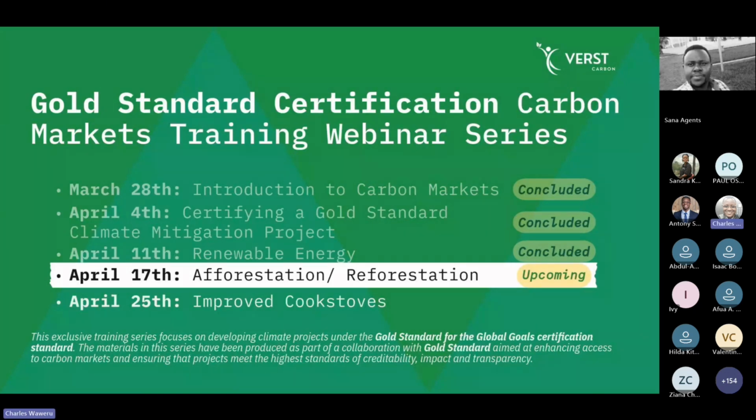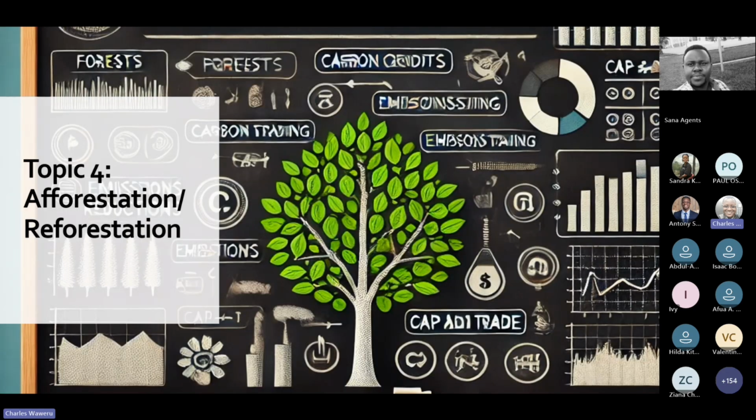Now, key to note here is that whereas we are focusing on afforestation and reforestation, we fully understand that there's a lot of interest to see how one can monetize, how one can get carbon credits from growing trees. That is well noted and we will be able to provide the various nuances.